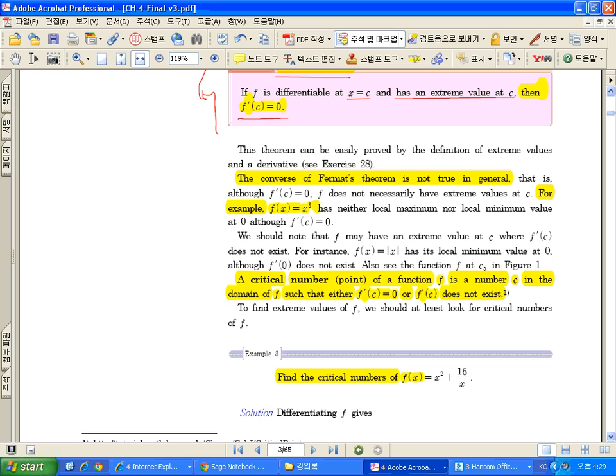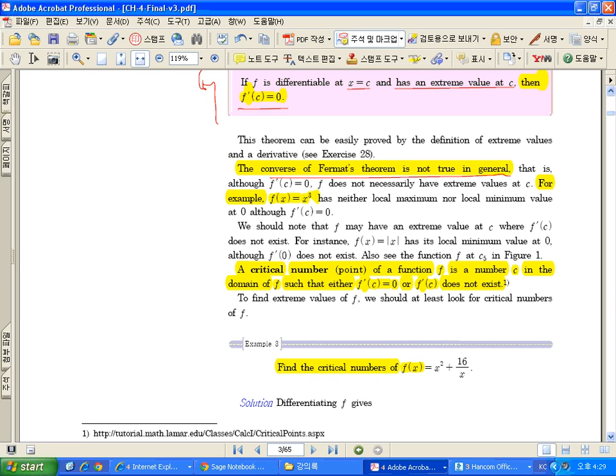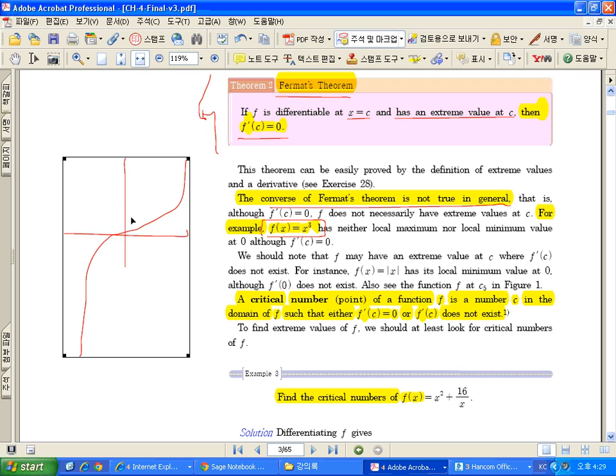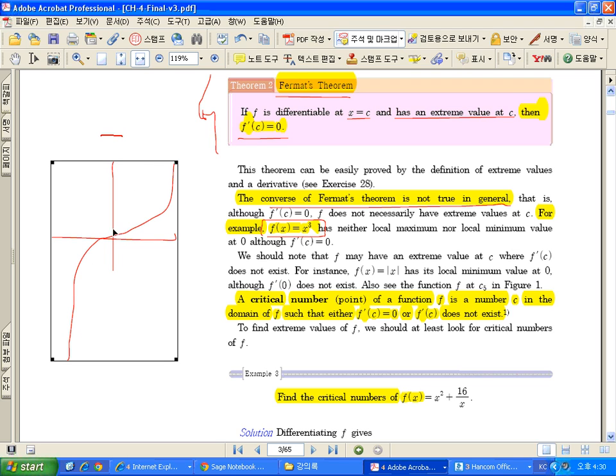But the converse of this theorem is not always true, because look at this example. f of x is equal to x cubed. Then the graph of this can be drawn in this way. Here, f prime of 0 at the origin is 0, but it has no extreme value at c equals 0. There is no local maximum or local minimum at the origin.